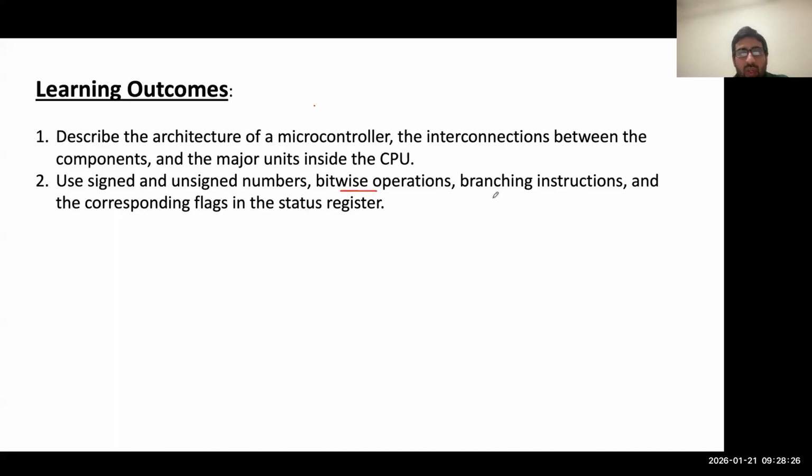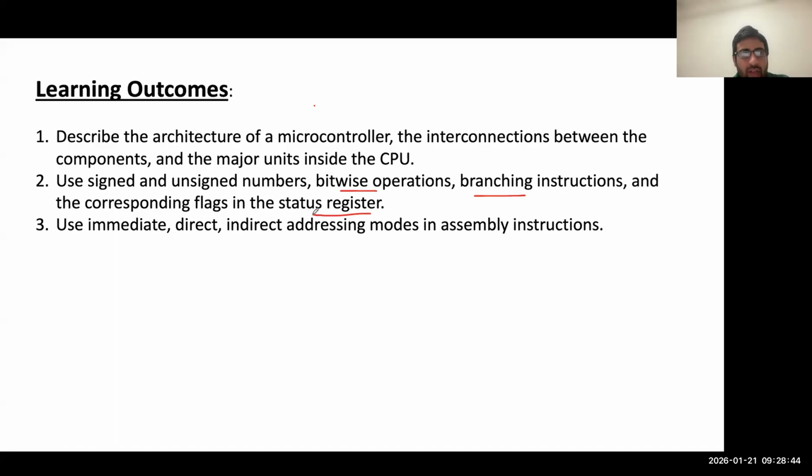We will also cover branching instructions, which are basically used to implement if-else kinds of programming constructs in assembly language. And also we will cover the status register of the microcontroller. Any CPU, not necessarily a microcontroller, even a general purpose CPU like some Intel processor, tries to access data from the memory, and for that purpose they have different addressing modes. So in this course we will also cover addressing modes, for example immediate addressing mode, direct, indirect, and so on.